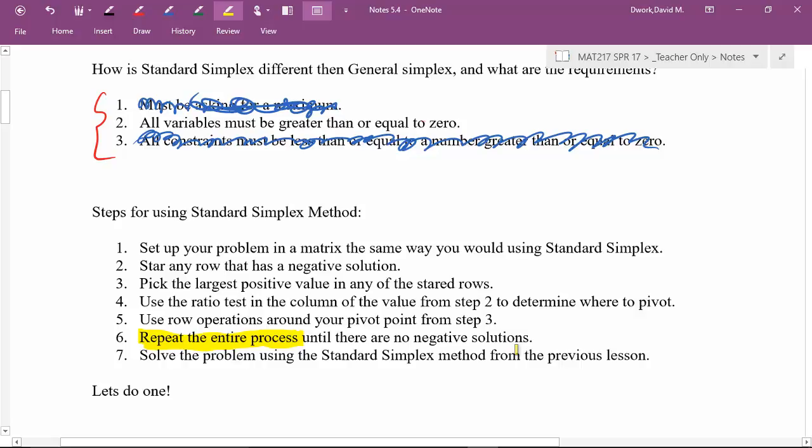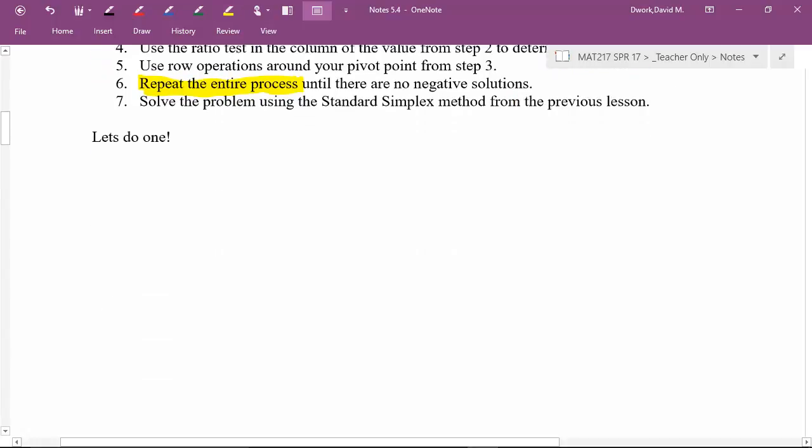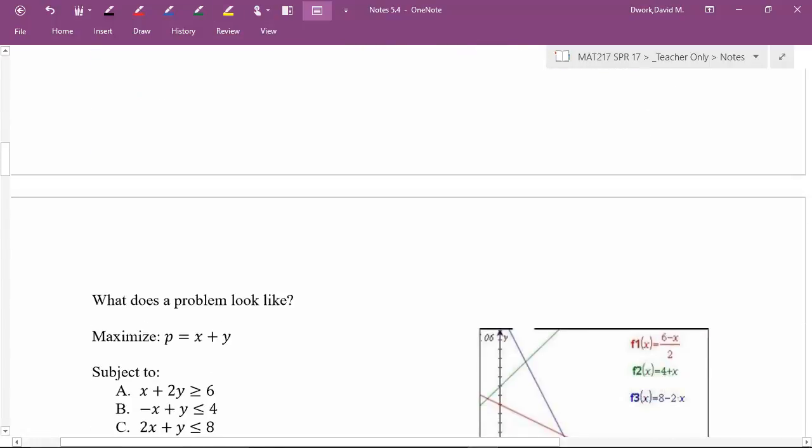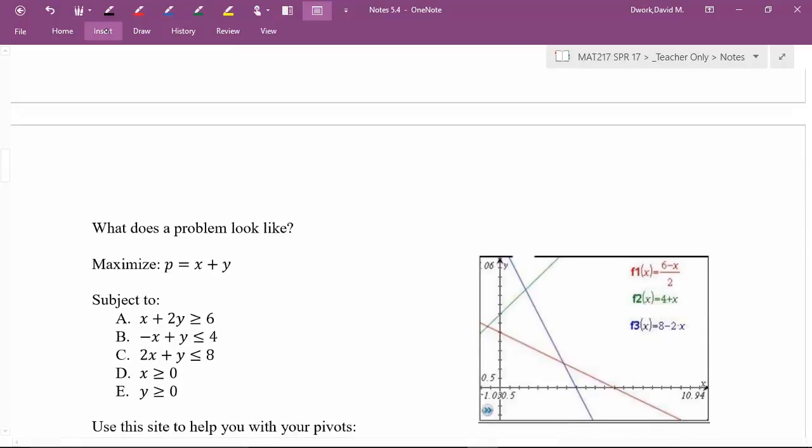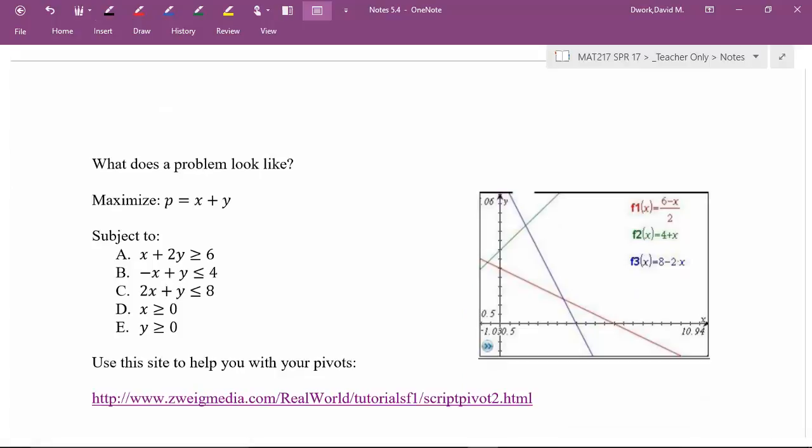So if you didn't master regular simplex, you need to go back and practice that, because you can't do any of these without doing those. Okay, so here we go. Let's do one. We'll keep popping back and forth between the steps and actually doing one. So first things first, I created this problem, and I gave us a little graph to make it a little easier to shade and kind of look at.